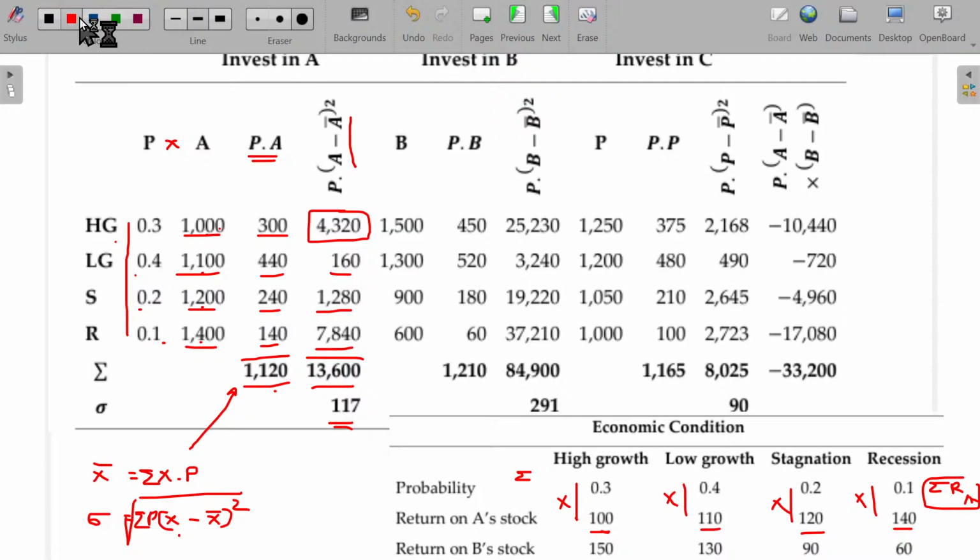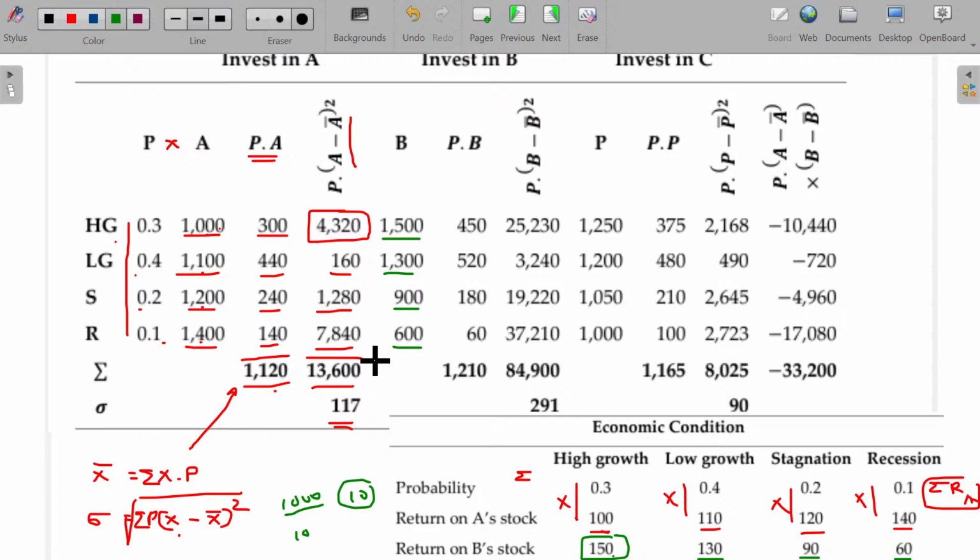In case of investing in B, 10 shares you are purchasing. Per share rupees 100. For 1000 rupees you are purchasing 10 shares. Every share becomes 150 in case of high growth. For 10 shares, 10 into 150, 1500, 10 into 130, 1300, 90 into 10, 900, 60 into 10, 600.